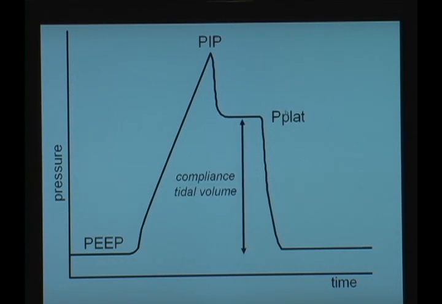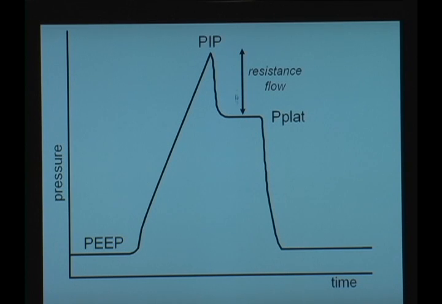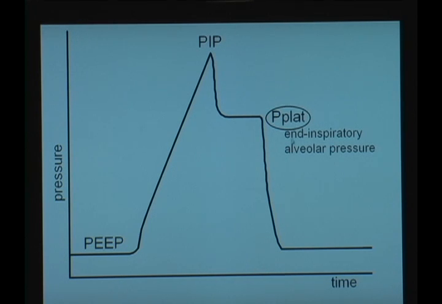The difference between plateau pressure and PEEP is determined by compliance and tidal volume, and we think more about this in the setting of ARDS. We think about this in the setting of obstructive lung disease. So the plateau pressure is the end inspiratory alveolar pressure. That is the pressure that the lung parenchyma is actually seeing.